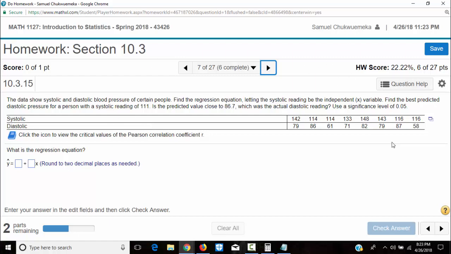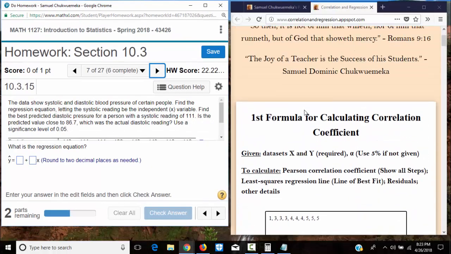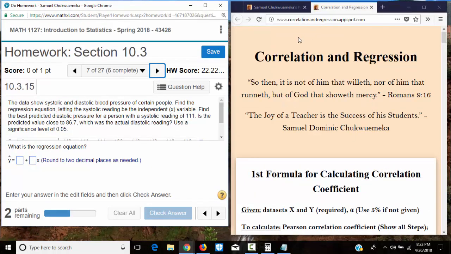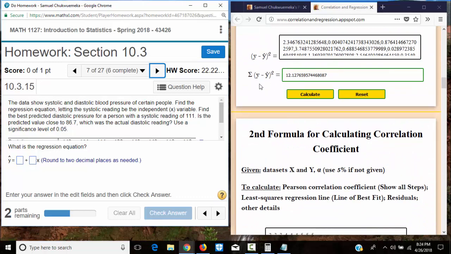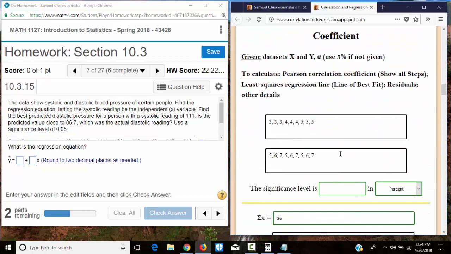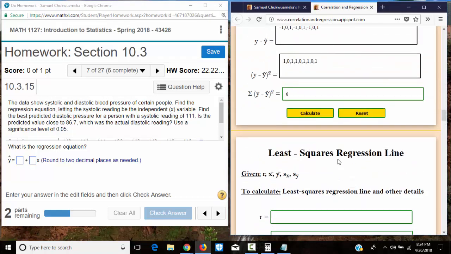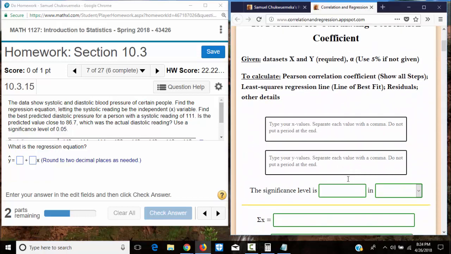So let's use my calculator. If you refresh this, these values are still here. The only thing that leaves is the answer. So just click reset. Doesn't matter, just click reset. And I'm gonna reset both of them. So we go ahead and type in the data.